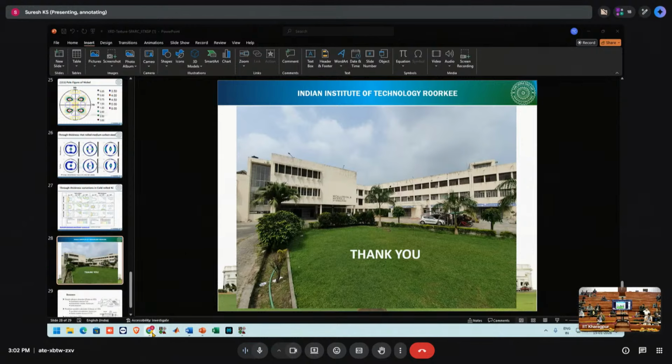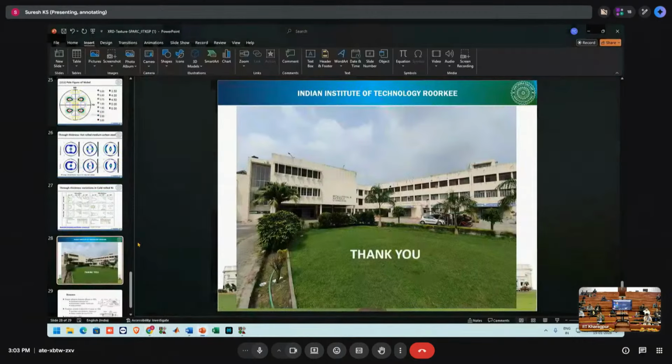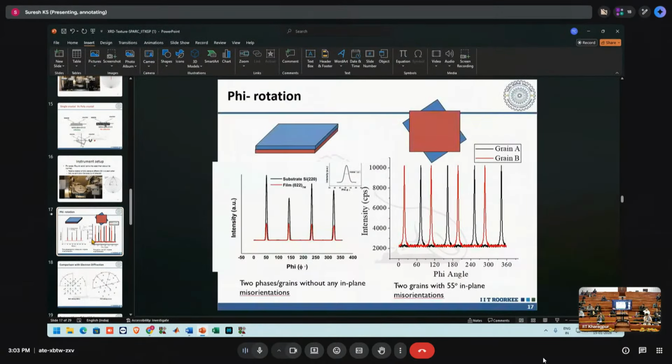Sir, I have two questions. At some point you mentioned in-plane orientation. Can you please explain that? What is that? Which condition is it called? And also, I think there is something called out-of-plane orientation.